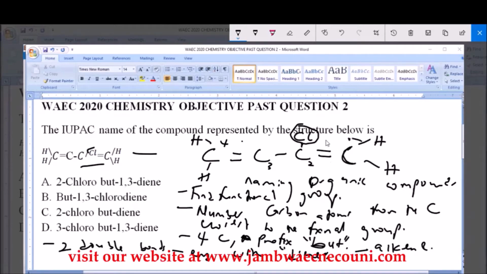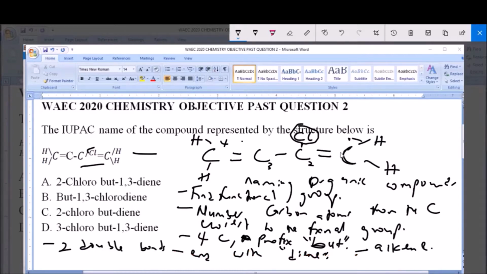The next thing to do will be to properly name it. Carbon 2 is where the functional group is attached. The functional group is a chlorine atom, so 2 chloro. Like we said, four carbon atoms, so the prefix but, so 2 chloro but.